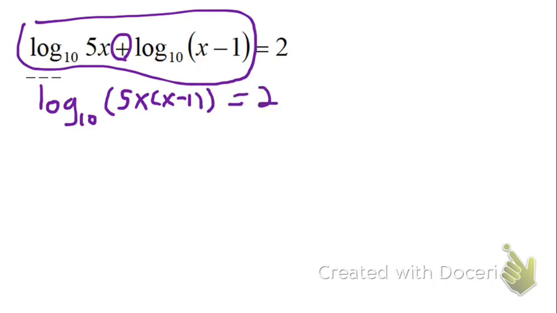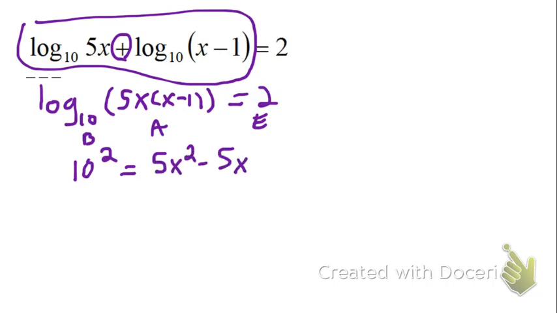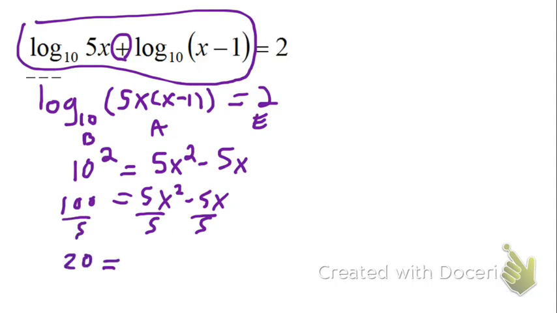Now we're going to put this in exponential form. Base, answer, exponent. So 10 squared is equal to 5x times x minus 1, which if we distribute that would be 5x squared minus 5x. Now we have 100 equals 5x squared minus 5x. I'm going to divide everything by 5 to make life easier. So we get 20 equals x squared minus x.